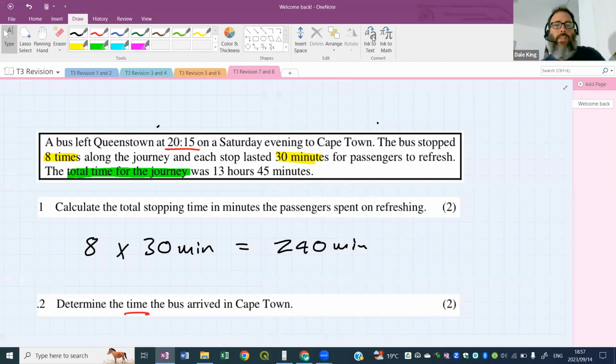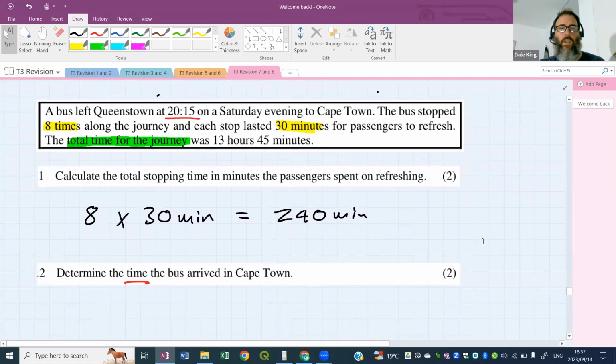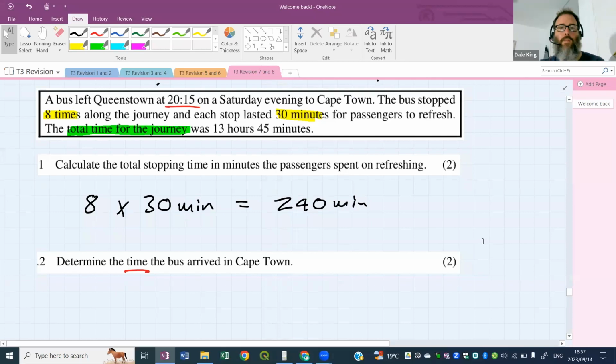Yeah, but also the question repeated, calculate the total stopping time in minutes the passenger spent on refreshing. So you just need to say 8 times 30, and the answer is 240 minutes. That's the answer for 2 marks. Yeah, for question 1. And then question 2, determine the time that they arrived in Cape Town. Are you saying we need to add this stoppage time on to the 13 hours 45?